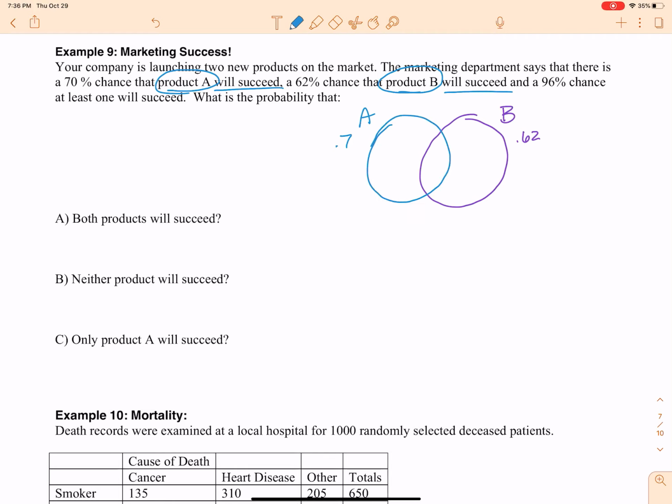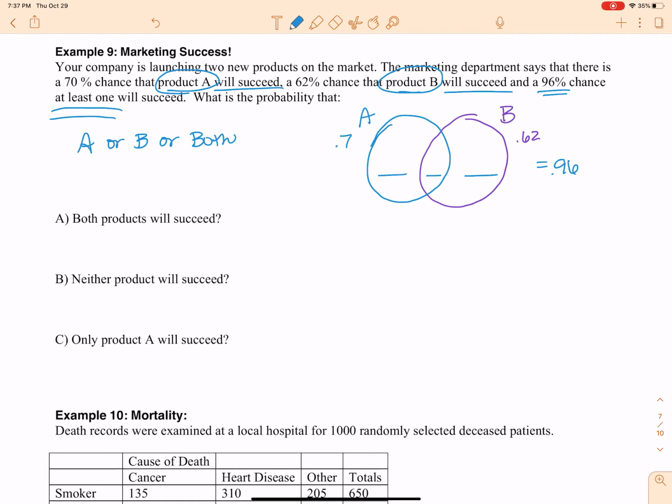All right, babies. So let's look at the other piece of information we're given. We're told there's a 96% chance at least one will succeed. Okay, we need to talk about at least one. Well, at least one means that product A will be successful, or product B will be successful, or both of them will be successful. So A or B or both will be successful. So the or is the 0.96. That's what that at least one will succeed tells me.